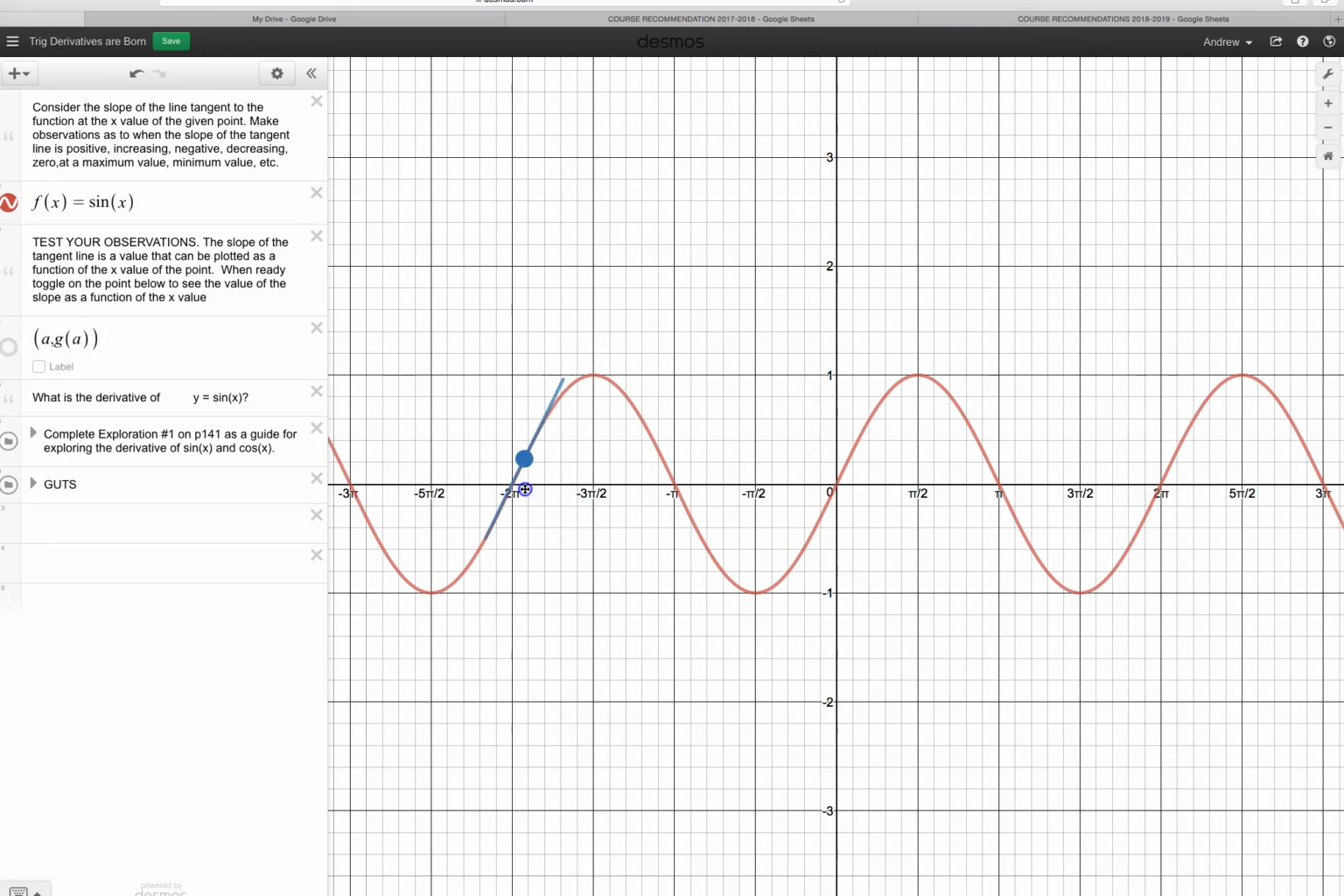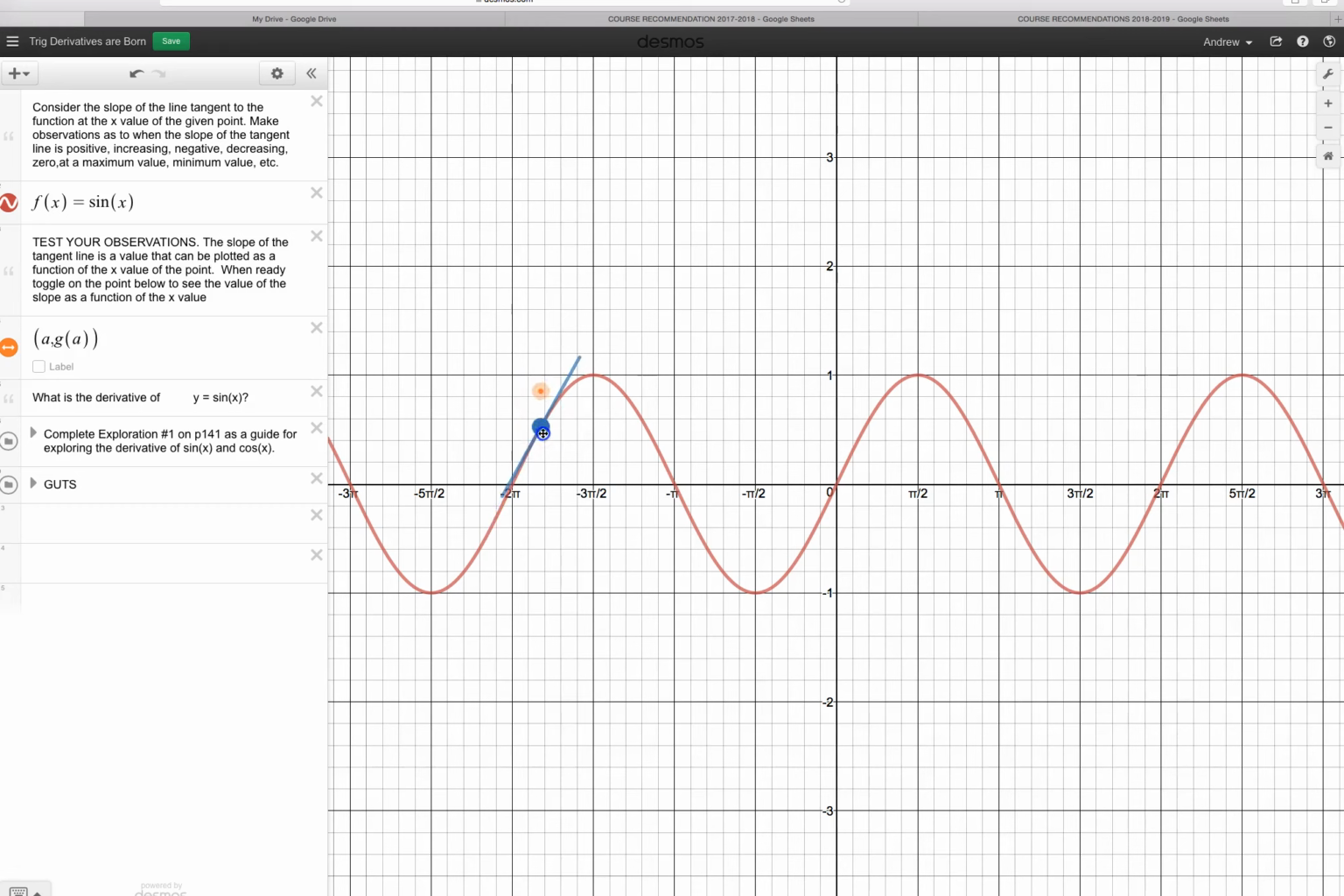So after I give them some time to kind of play here, it says down here, test your observations. And we've done this a few times now, but in essence the idea is this is a function, right? The value of that slope at that particular x value we can plot on the coordinate plane. And what would that look like right here? Well, it appears as though it's positive. So when I turn on this icon, they can see the value of this orange marker is in fact positive.